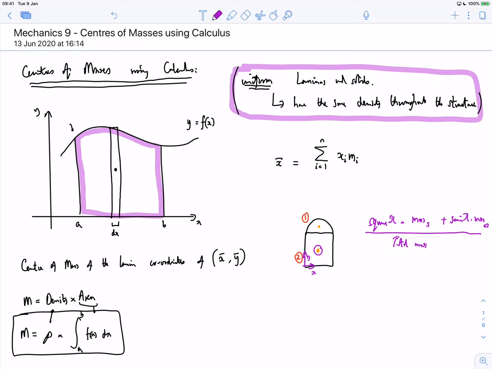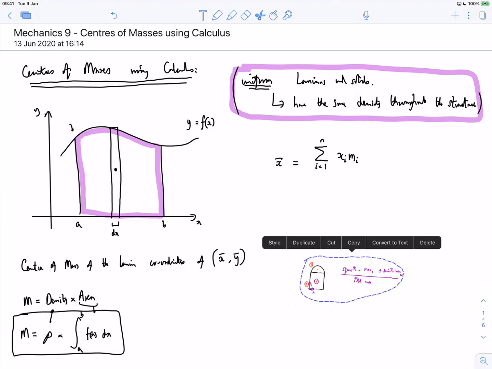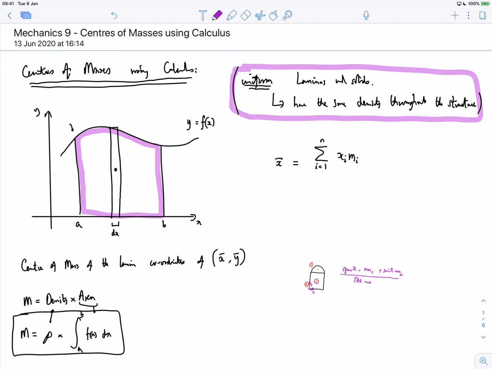So, you know, just a reminder of what's going on. You're taking a weighted average. So the x bar is going to be the sum of xi times mi, and this is going to be over the sum of all the masses.